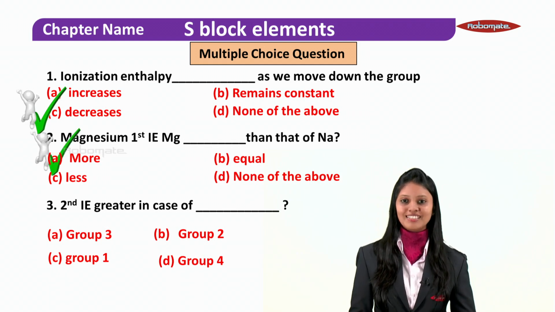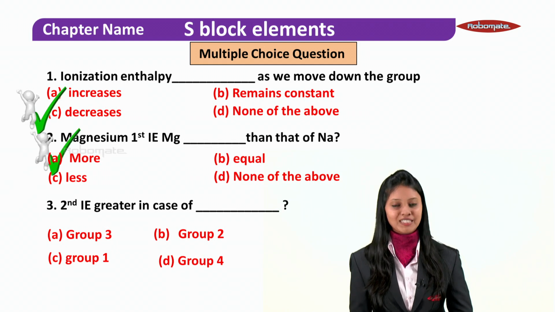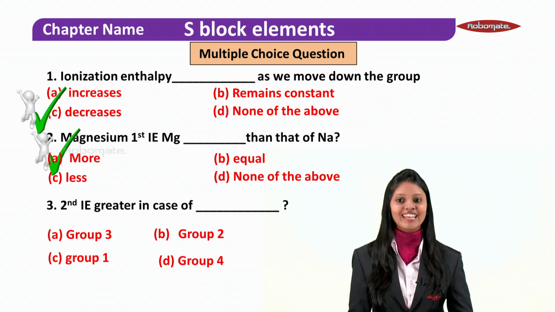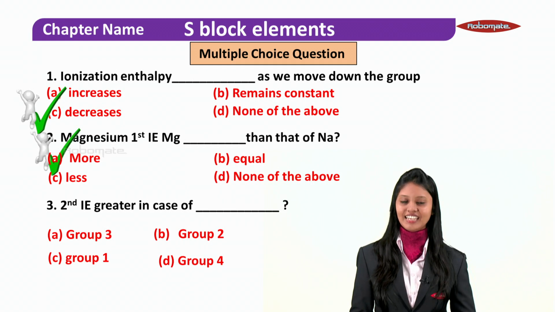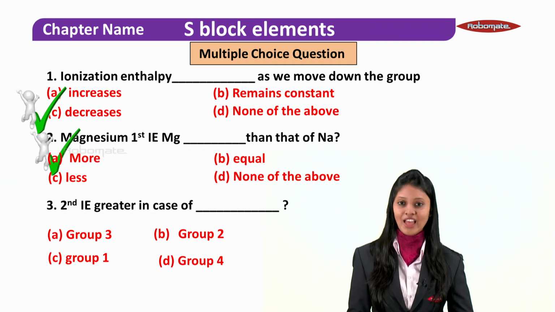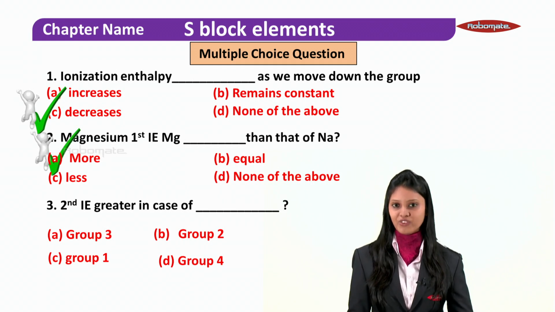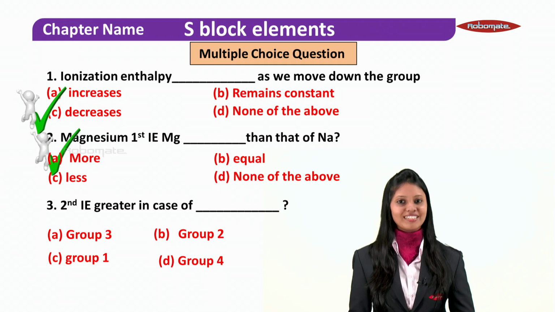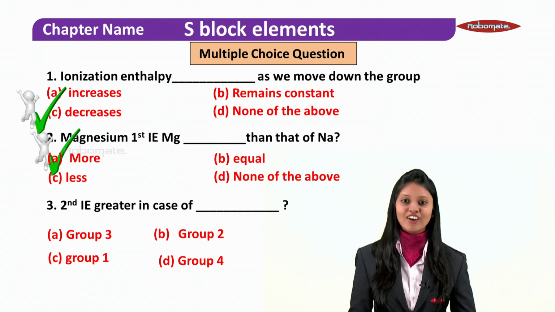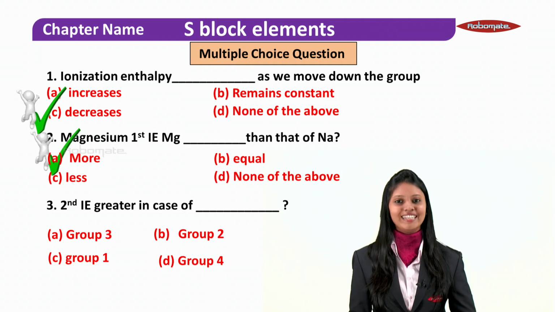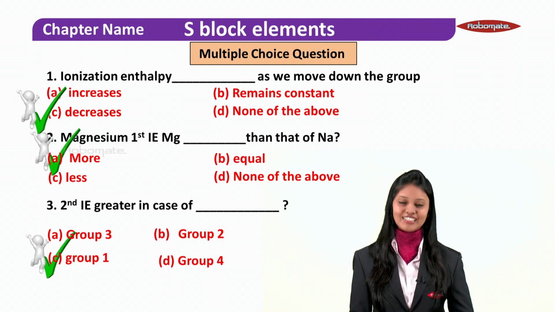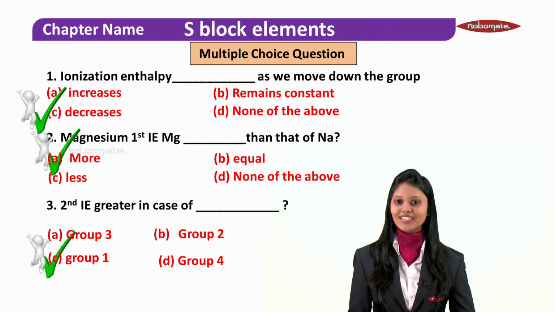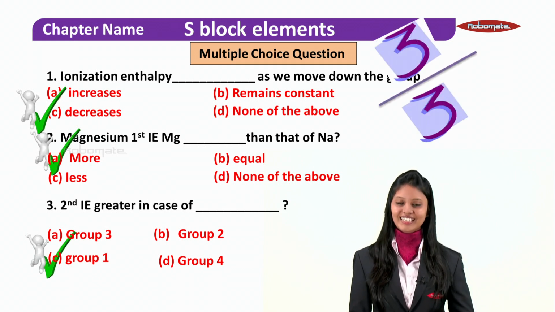When we move across the period, ionization enthalpy, and specifically first ionization enthalpy, increases, and that's the reason group 2 elements' ionization enthalpy is more than that of group 1 elements. Third question: second ionization enthalpy is greater in the case of. When we talk about second ionization enthalpy, as we move across the period, ionization enthalpy decreases. So it's maximum with the group 1 element. Answer option C. If you got all 3 questions right, you got 3 out of 3. Thank you.